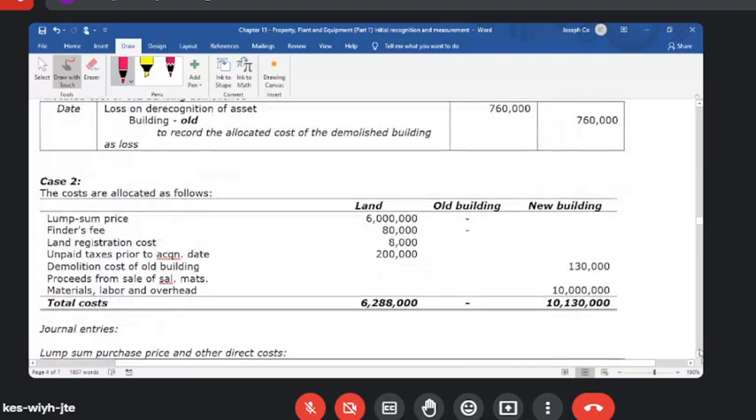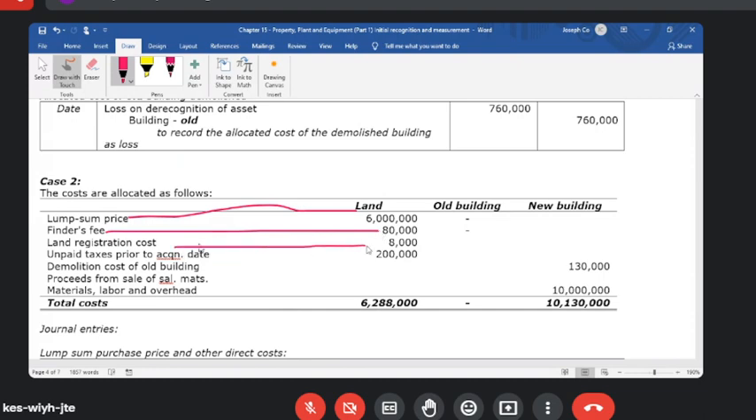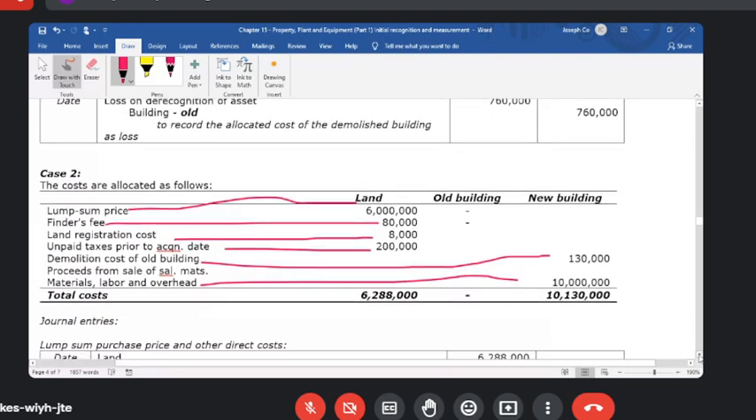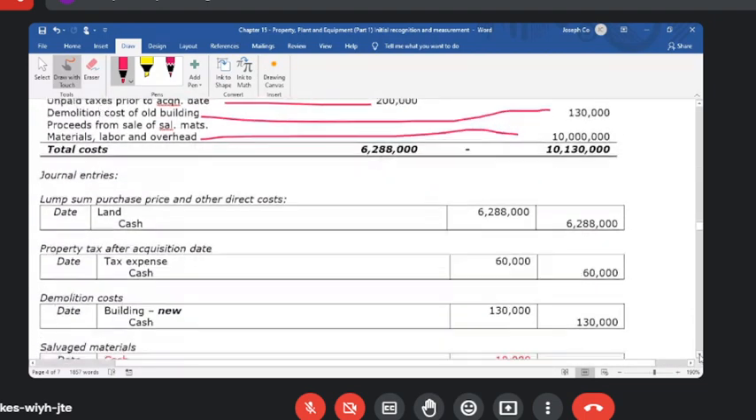Okay. What if wala tayong fair value? Siyempre lahat is pasok natin sa land. Yung pagpapagiba ng old building sa new building. And then material, labor, overhead, new building. And then journal entries.